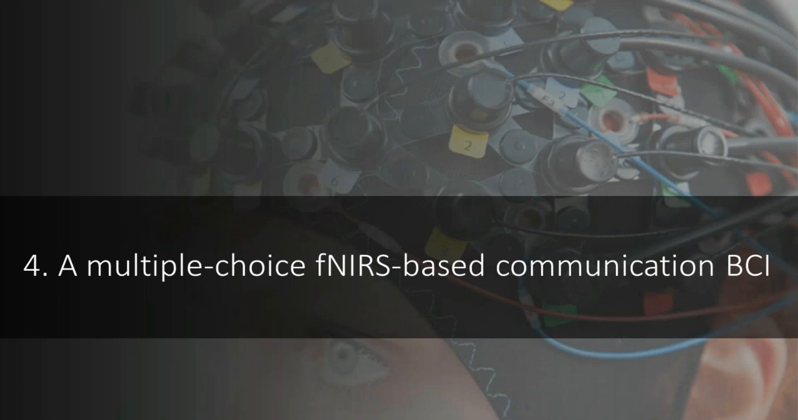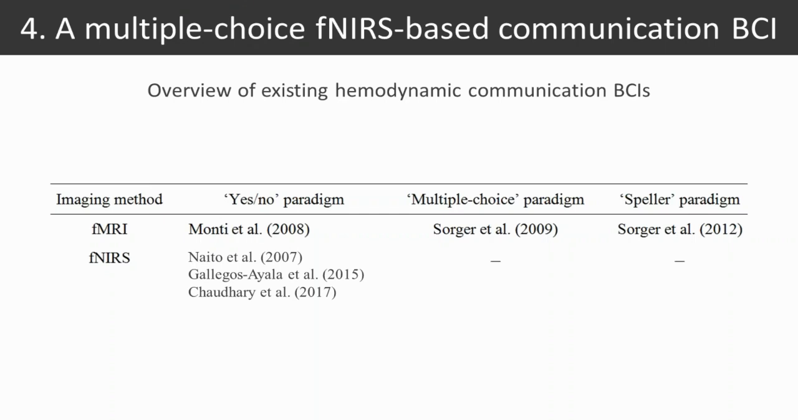And now after this first more theoretical part, I would like to go a little bit more into practice. I would like to introduce the multiple choice fNIRS-based communication paradigm that we have developed in Maastricht. So this is an overview of existing hemodynamic communication BCIs. So you see all kinds of communication have been realized for fMRI: yes-no paradigm, multiple choice paradigm, letter spelling paradigm. And in fNIRS we have already studies focusing on yes-no paradigms. So all these studies listed here, these are actually patient studies, and these are proof of principle studies.